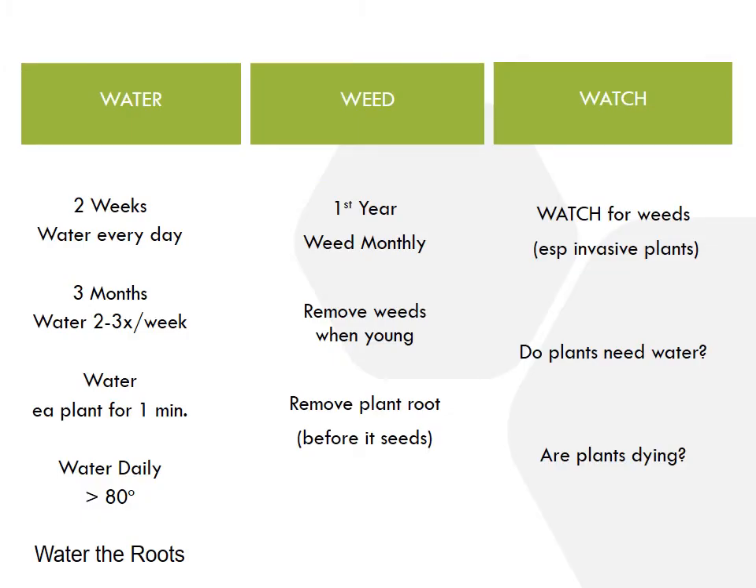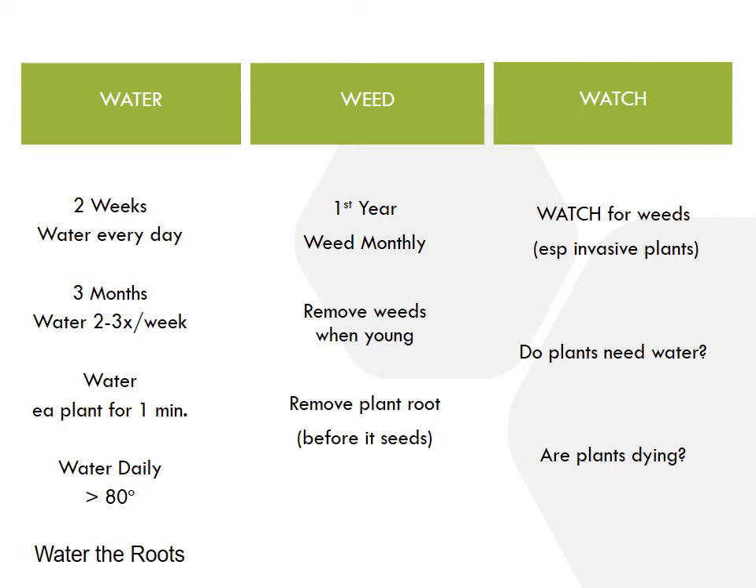Once your plants are installed, make sure you water every day for the first 2 weeks. And then during the first 3 months, water 2 to 3 times a week, depending on how much rain you get. It is advisable to water the roots of the plant and not just the leaves, because the roots are where the water is really needed.